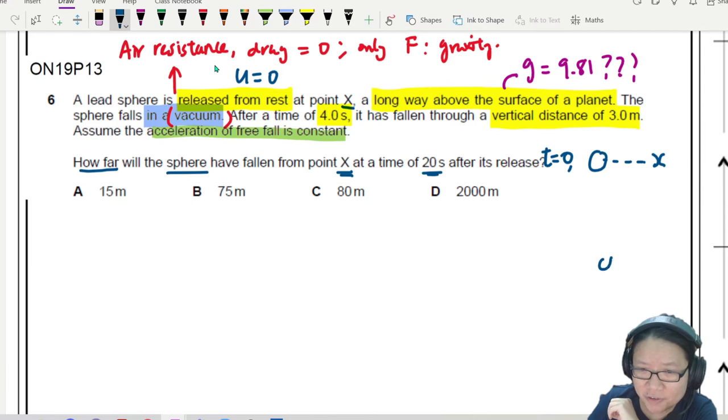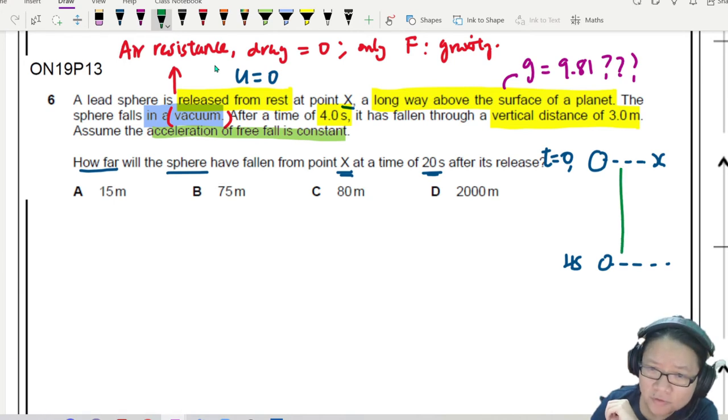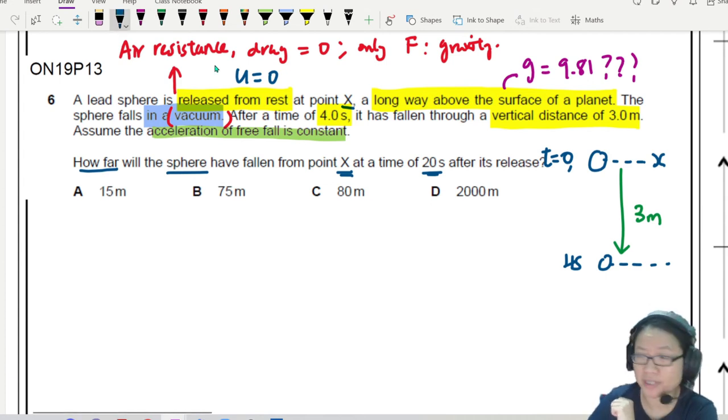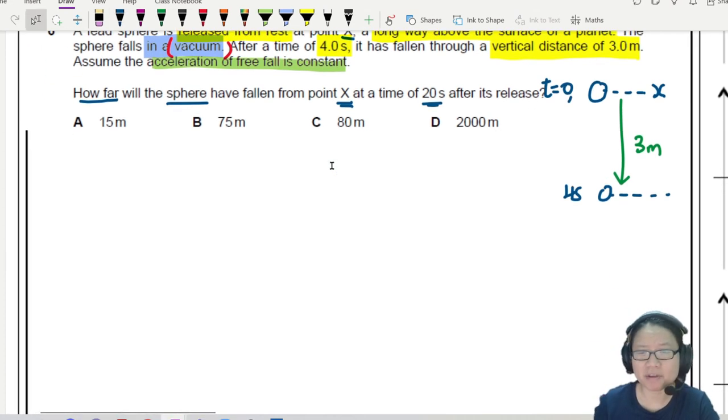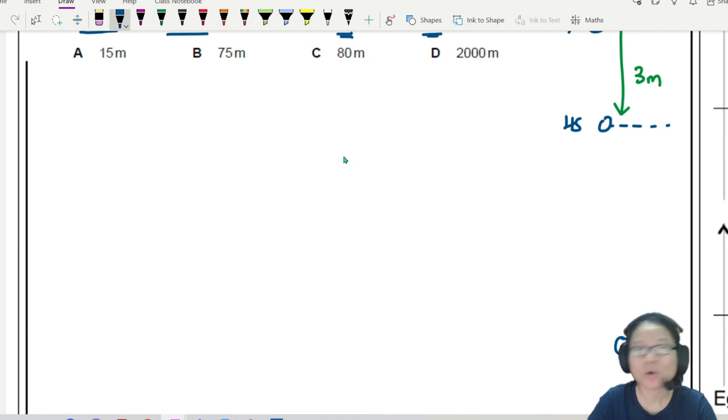So after 4 seconds, I'm going to write 4 seconds here, our ball has fallen a distance of 3 meters. Okay, and then the question here is asking us, if the ball is allowed to fall some more here, what is this new distance?